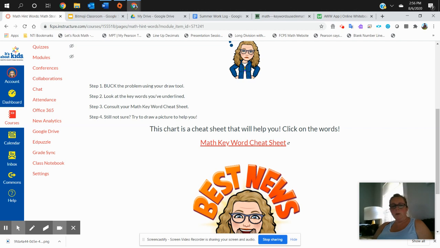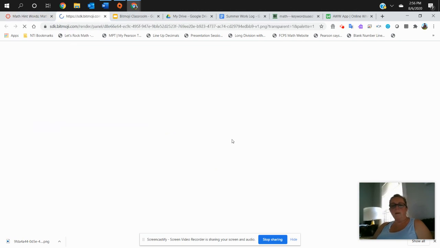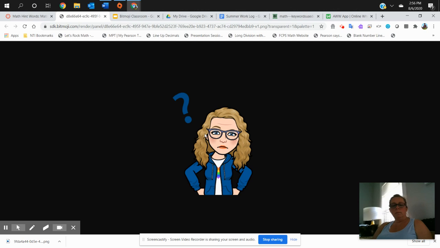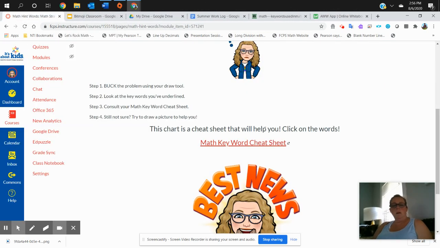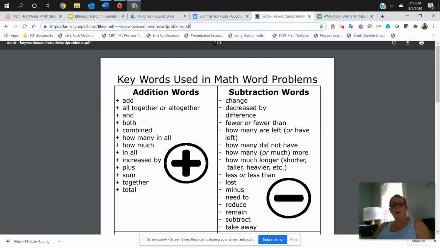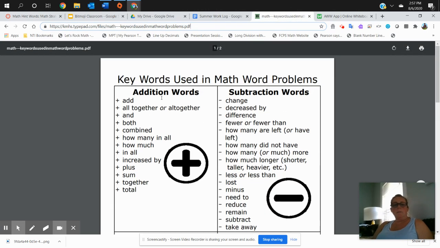We're going to look at the keywords you've underlined and consult our math keyword cheat sheet. I've hyperlinked it right here for you, so you can just click on that. Oops, that's not right. I'm just going to pull that up. It should take you to that. Whoops, I'll fix that. So here are some keywords that we can look at.